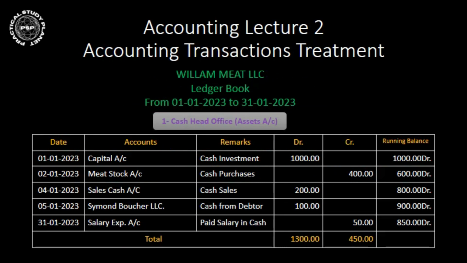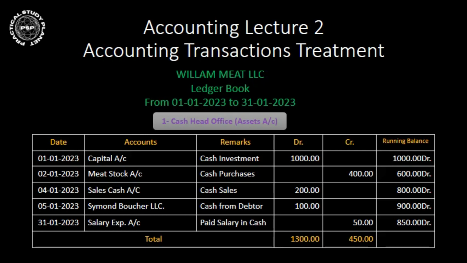First of all, cash head office. All cash related transactions will be summarized in one tabular form, that is called the cash ledger account. On the 1st Jan, the capital is generated by cash, that is 1000 on the debit side. On the 2nd Jan, the cash is used for the meat purchase, so the cash is credited. At that time the balance reduced from 1000 to 600.